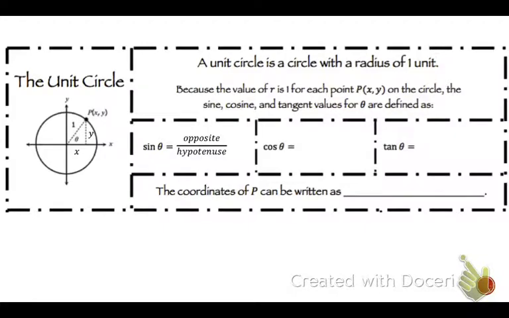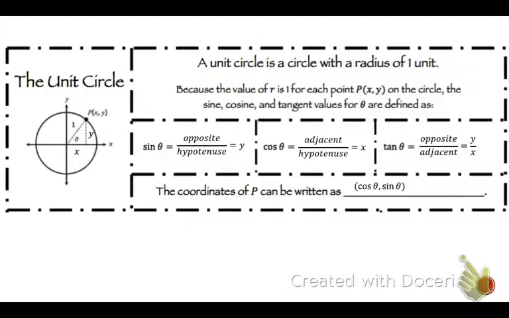Sine is opposite over hypotenuse. Opposite is y, hypotenuse is 1, so sine corresponds with y. Cosine is adjacent over hypotenuse, which is x over 1, which is just x. And then tangent is opposite over adjacent, which is y over x. Okay, so sine corresponds with y, cosine corresponds with x, and then tangent is y over x.